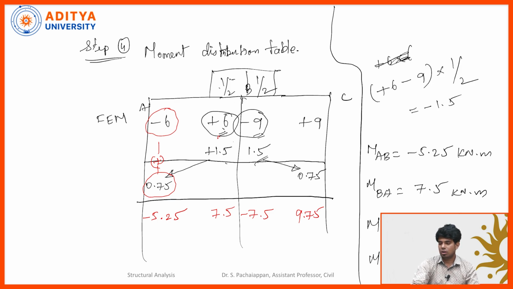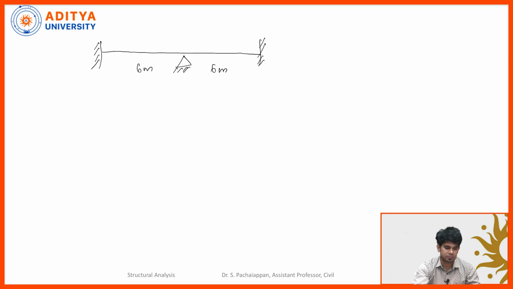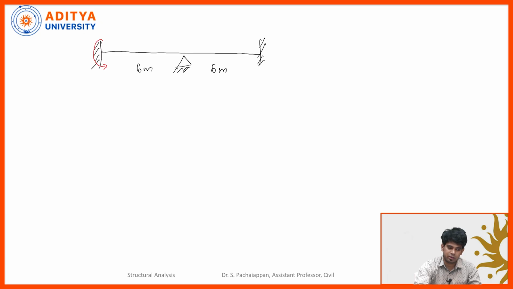Okay. So now we got the final moments. With these moments, we are going to draw the shear force and bending moment diagrams. So let's take the beam once again. This is 6 meters, 6 meters. Now whatever moment we got, we need to write it here. This is 5.25 anti-clockwise, that's why the negative symbol is coming. This is clockwise 7.5, and MBC is minus 7.5, so anti-clockwise, and then this is clockwise, which is 9.75.